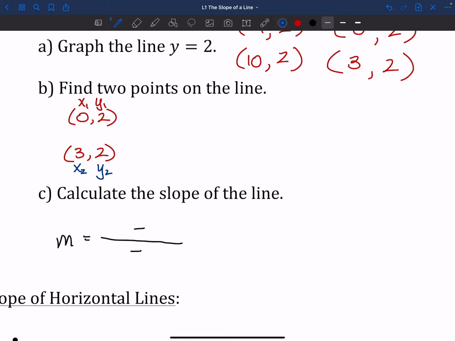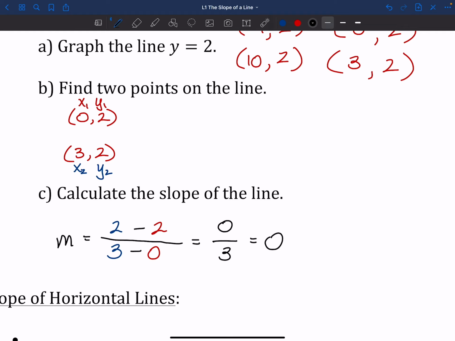Up top, we've got y2 minus y1. On the bottom, we've got x2 minus x1. When we do that, 2 minus 2 up top is 0. 3 minus 0 is 3. And then 0 divided by 3 is just 0.